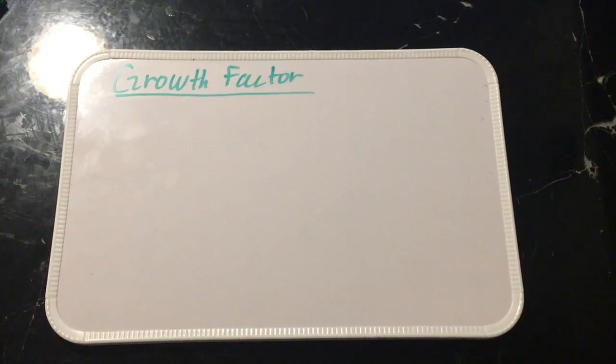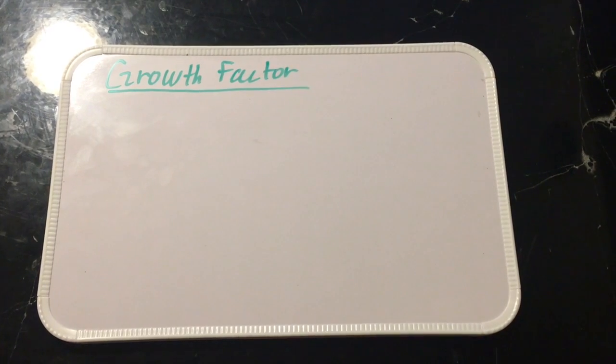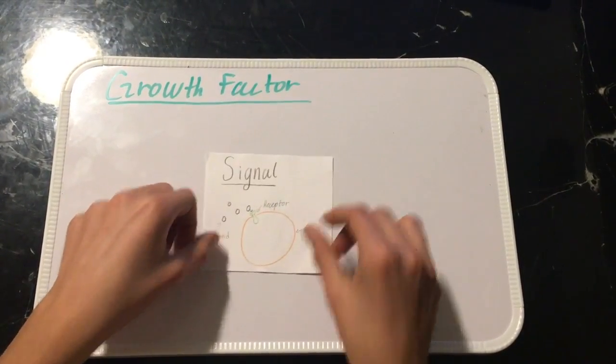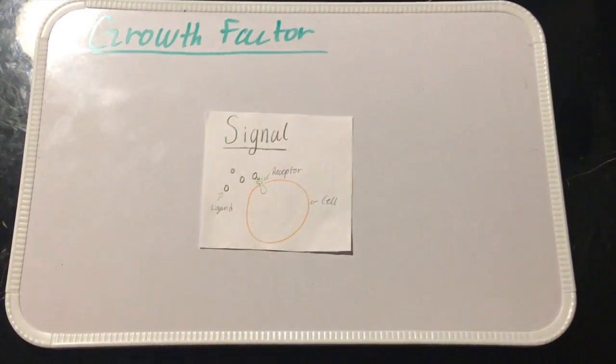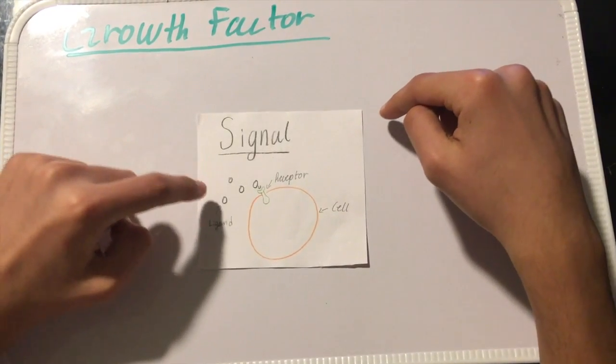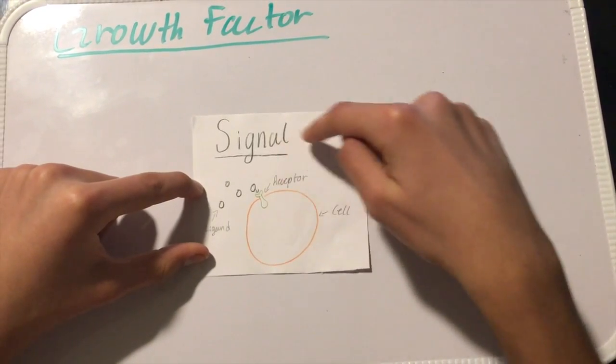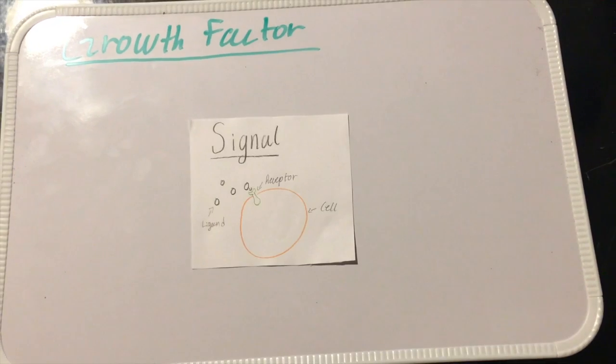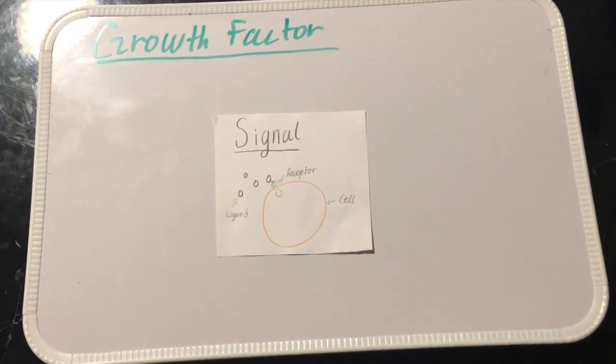Alright, so growth factors. In order for the cell to divide during mitosis, it needs to receive a signal from a specific molecule, typically a growth factor. As seen from this picture, there's a ligand and a receptor, and it will receive a signal in order to regulate the mitosis and the cell cycle.